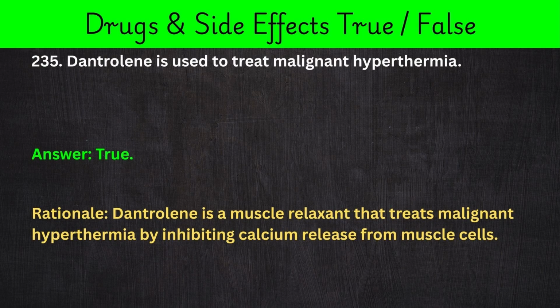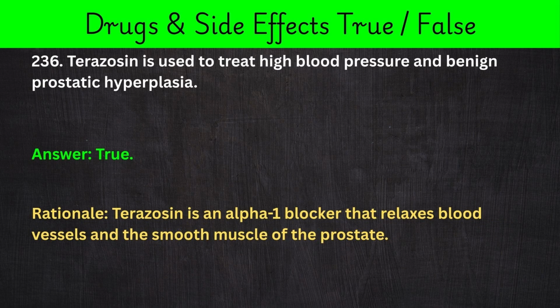235. Dantrolene is used to treat malignant hyperthermia. Answer: true. Rationale: dantrolene is a muscle relaxant that treats malignant hyperthermia by inhibiting calcium release from muscle cells. 236. Terazosin is used to treat high blood pressure and benign prostatic hyperplasia. Answer: true. Rationale: terazosin is an alpha-1 blocker that relaxes blood vessels and the smooth muscle of the prostate.